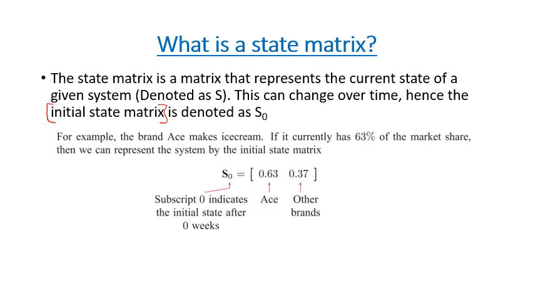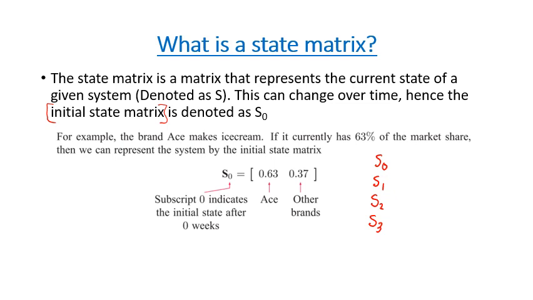If there's a change to the current system, so we start with S0, if there's a change, we now have a state matrix of 1. If there's another change, a state matrix of 2. If there's another change, a state matrix of 3, and so on and so on. But essentially, the initial matrix can be used through this example.